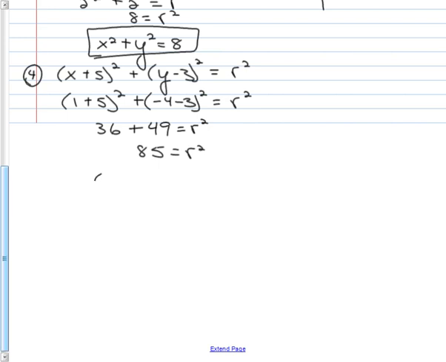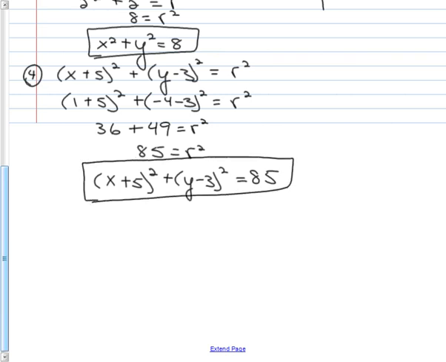So my equation is x plus 5 quantity squared plus y minus 3 quantity squared equals 85. I'm just copying down the first part of the equation that comes from the center, and then I put the r squared value on the other side of the equal sign. Number 5. Give us a graph. Let's see what we can do with that graph to write the equation of the circle. Do we know where the center is? Yes, 2, 1.